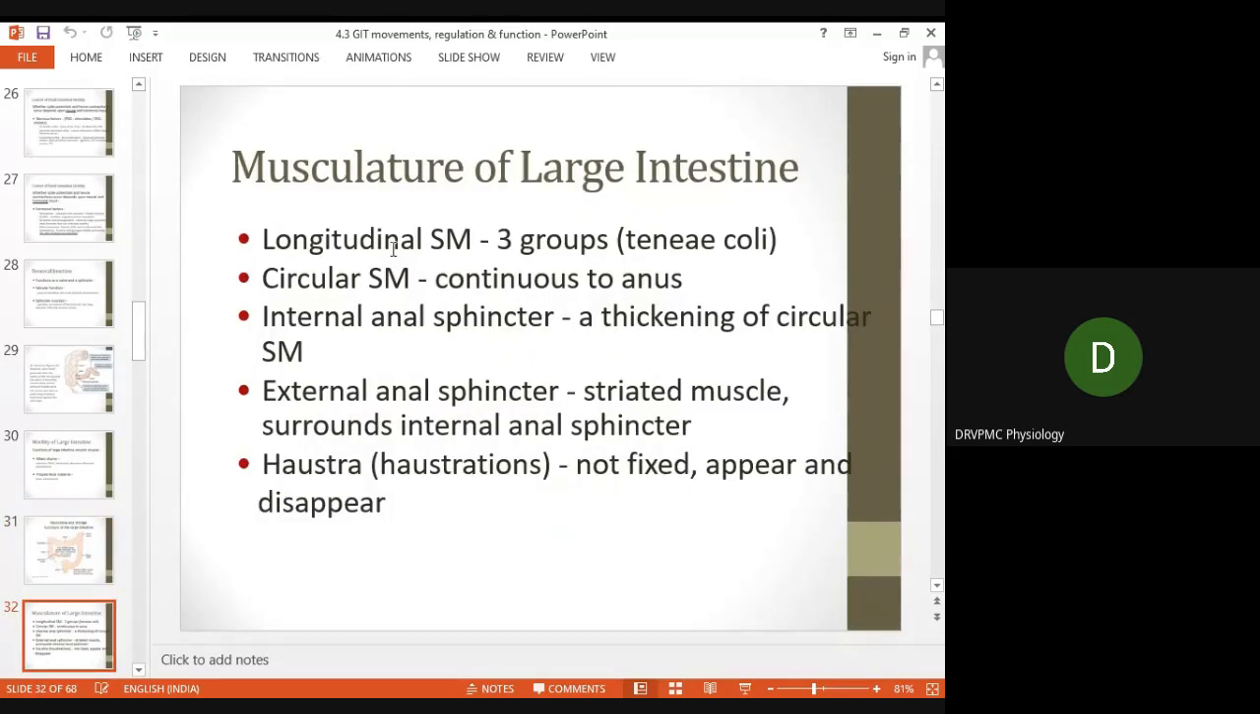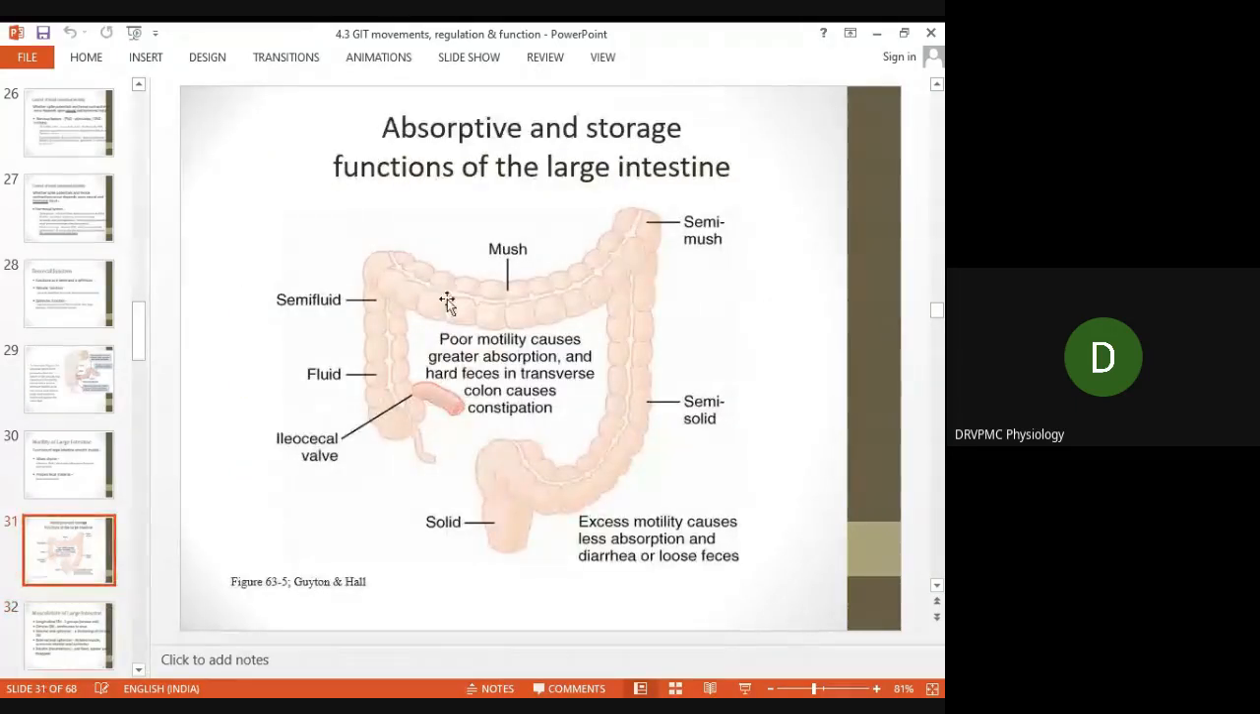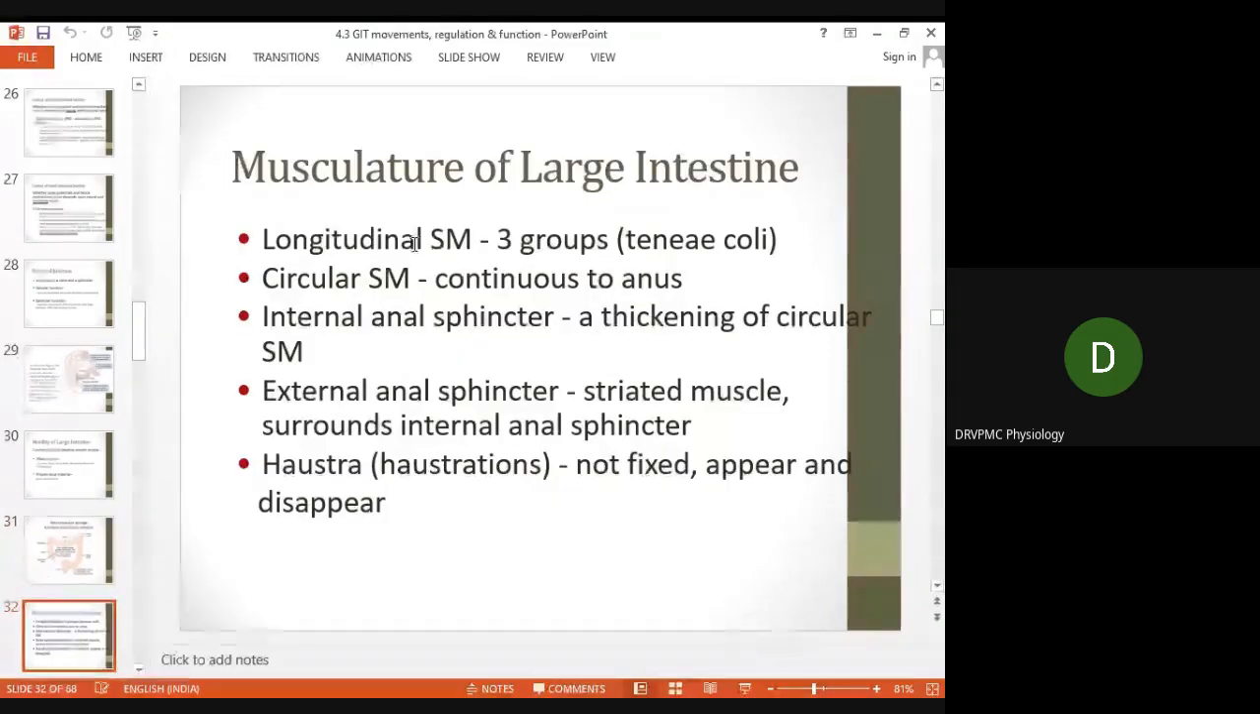Coming to the musculature of the large intestine. What are the different muscles? Longitudinal smooth muscle: mainly here it forms three groups, called the taenia coli. If you see the transverse section, if you open up the intestine and see this band-like thing, this is the longitudinal muscle. There are three strips. This is called the taenia coli. That is the specialty of the large intestine. The longitudinal smooth muscle is arranged in three groups, called the taenia coli.